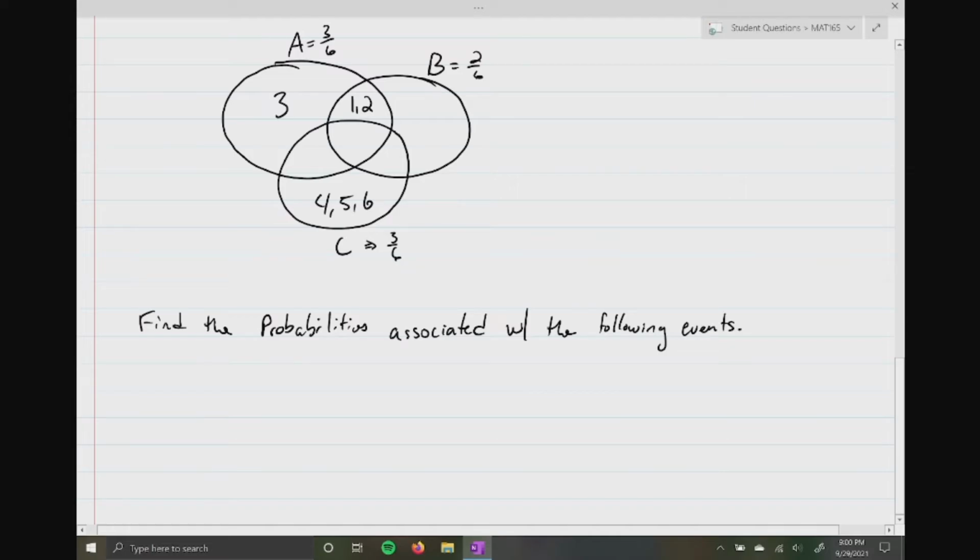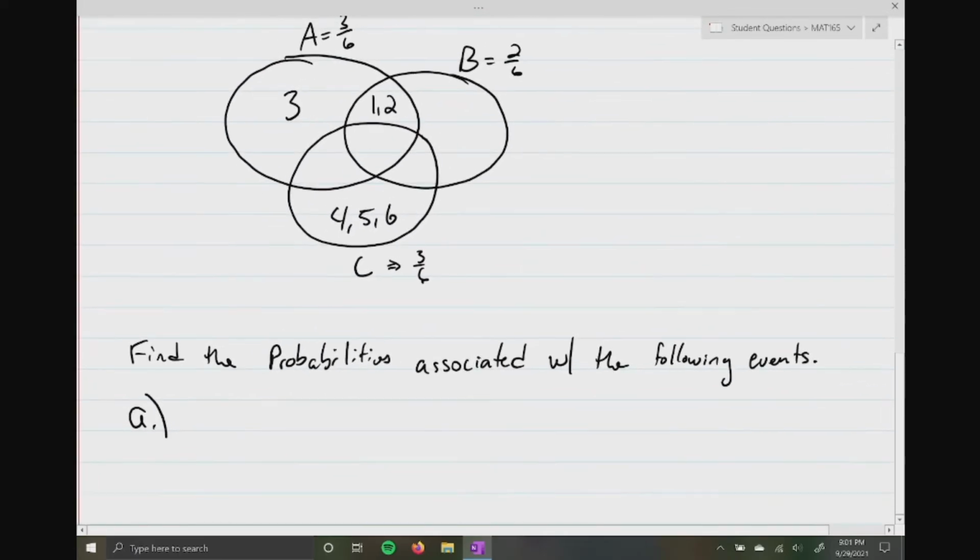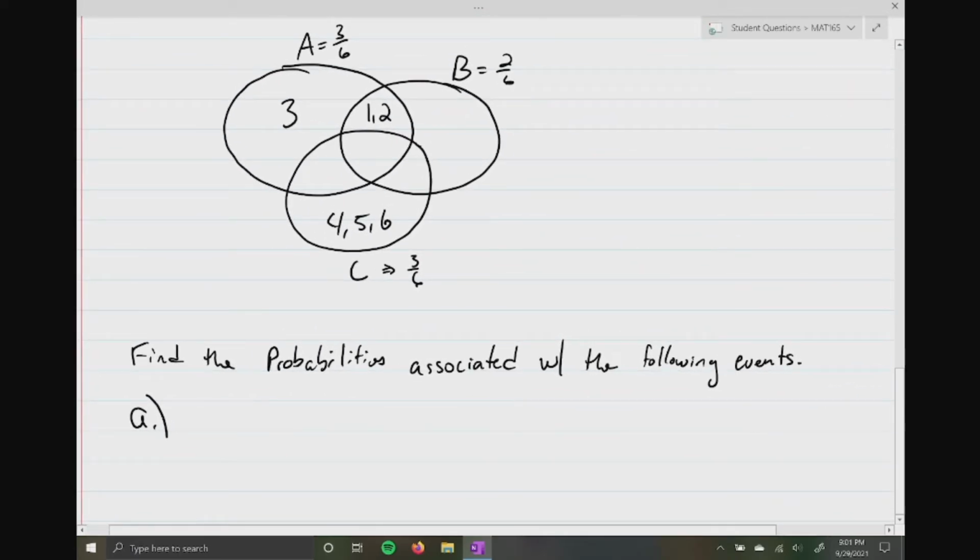Okay? Now, keep it simple. Don't overthink it. Use your Venn diagram. The first one, part A, says the letter S. What they're really saying is find the probability of S, which is your total sample space. Well, that's going to be 1. Anytime they ask you for the entire sample space, it's going to be a 1.